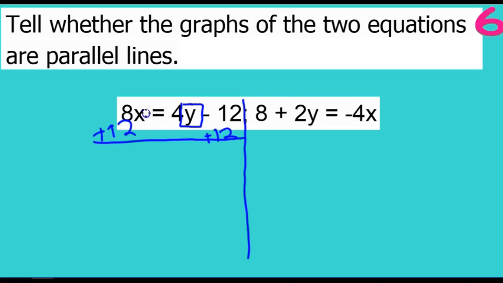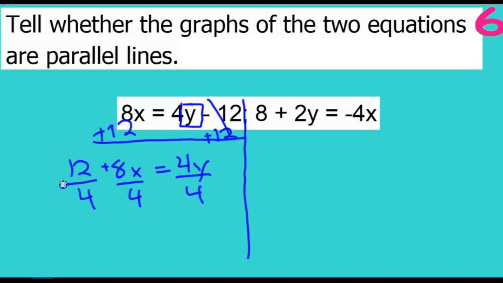Now remember, parallel lines have the same slope. So that's what I'm looking for here. I'm trying to get both of these to have the same slope. If they do, they're both parallel. So divide by 4. When I divide by 4 and there's multiple terms over here, I divide everything by 4. So we get y equals 12 divided by 4, which is 3, plus 8 divided by 4, which is 2x.